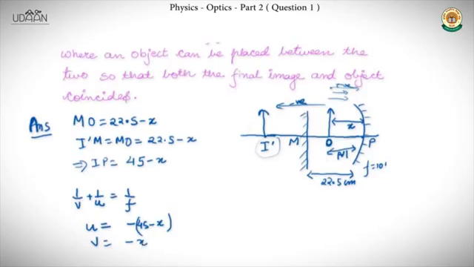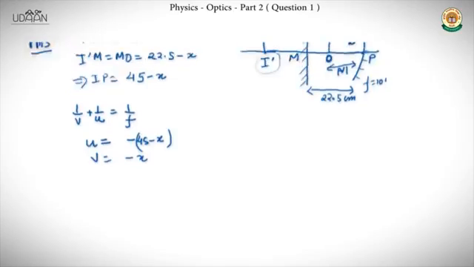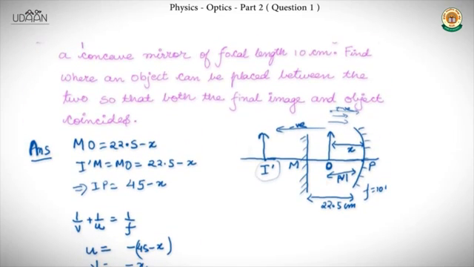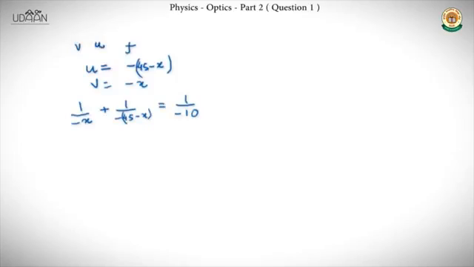Now we will simply plug in the values in the formula. So 1 by v is 1 by minus x, plus 1 by minus (45 minus x), is equal to 1 by minus 10. Note that the focal length of the concave mirror is negative, as the focus of the concave mirror is situated here, and it is in the opposite direction to the incident light. So the focal length is negative.